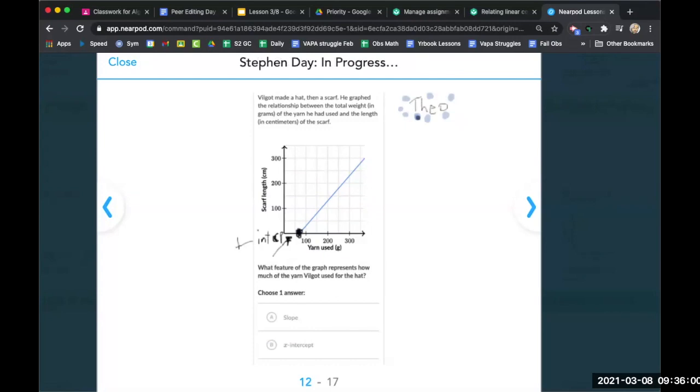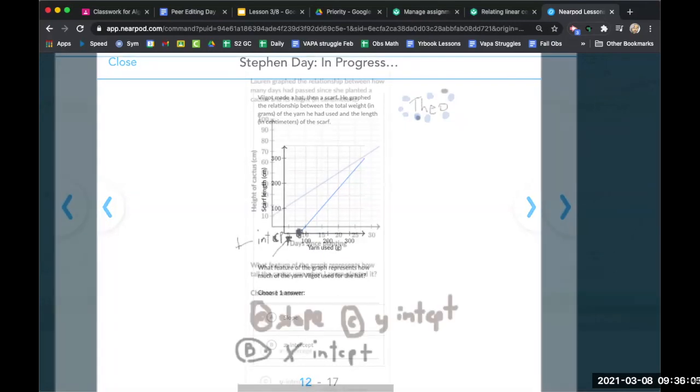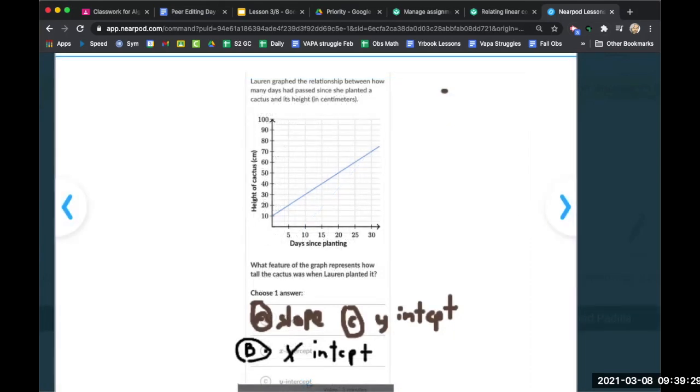And again, we want to get to our breakout rooms as soon as possible, so I'm going to go through another question pretty quick here. Which feature of the graph represents how tall the cactus was when Lauren planted it? And remember, Lauren graphed the relationship between how many days had passed, on the x-axis, 5, 10, 15, 20, 25, 30, since planting, and the cactus's height.